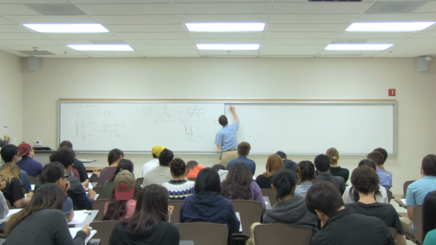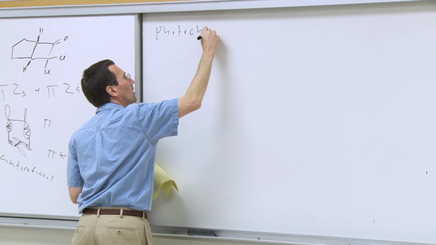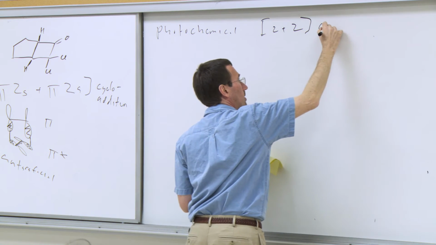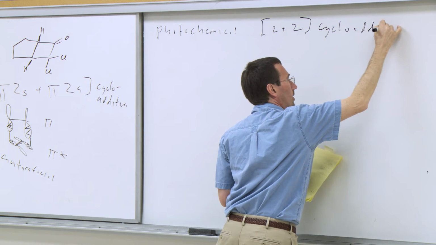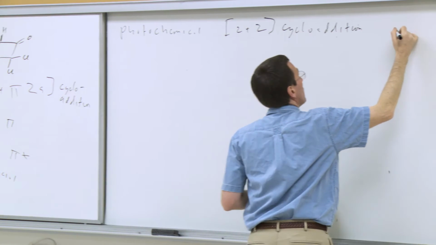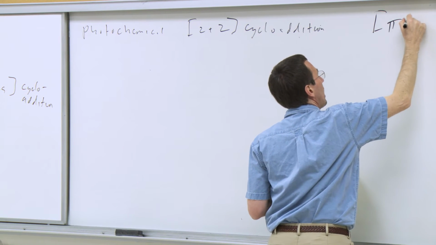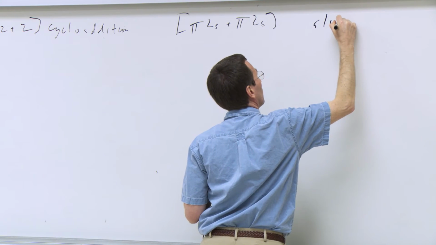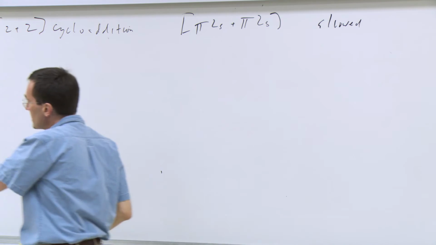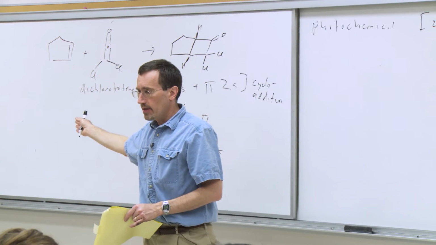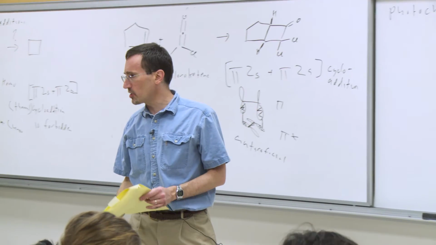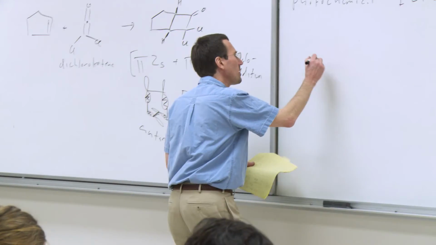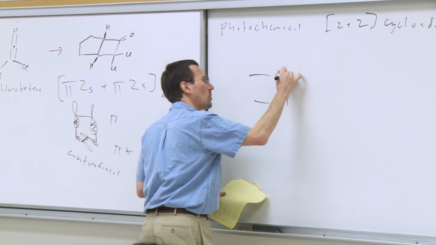But suffice it to say that in a photochemical 2 + 2 cycloaddition, pi 2s plus pi 2s is allowed. In other words, everything that I said couldn't occur here now can. Like a Diels-Alder reaction, cis components in the reactants can end up cis in the product. And the way we can think of it, as I said, it's a little bit of a shorthand.